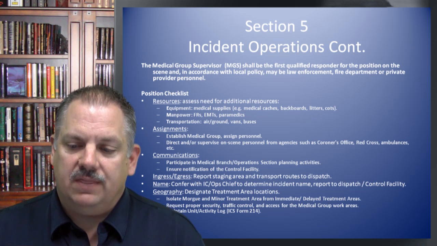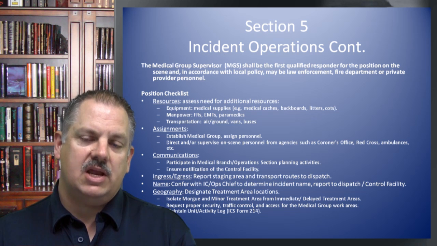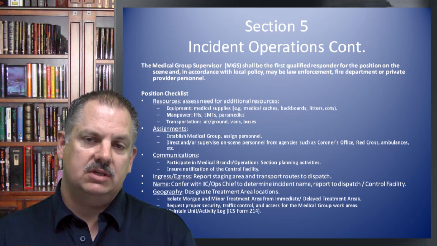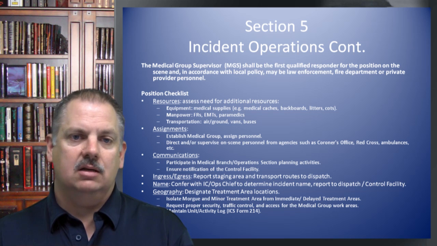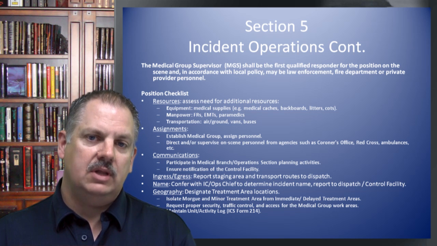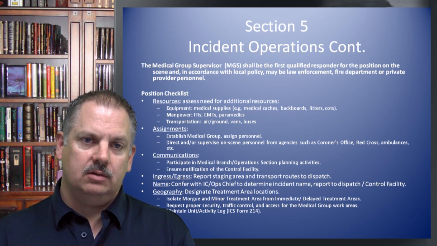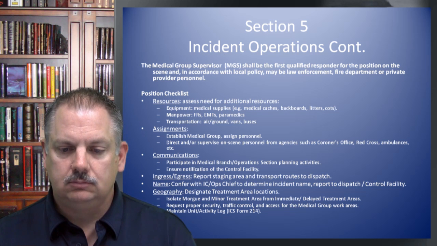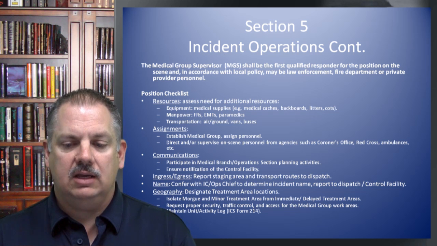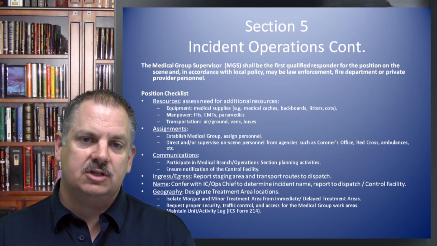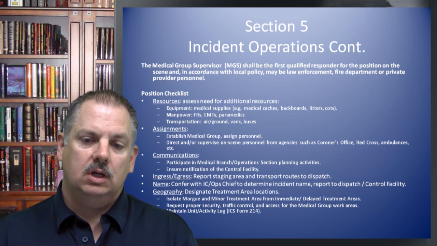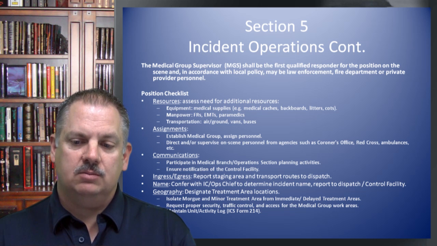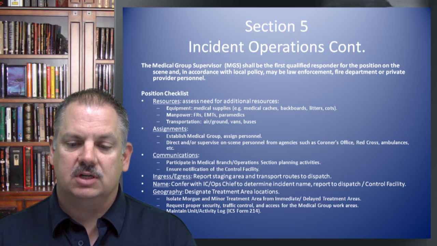Ingress and egress, I talked about that. Consider having a staging area for incoming ambulances and other resources, and then call them up to the treatment areas as needed. This will help reduce the noise level and also confusion about what positions folks have. Ensure that you've notified the control facility and that you have an established communication with them, whether it be over the radio, over the phone, however you can communicate with them. Just make sure you have a stable source of communications.